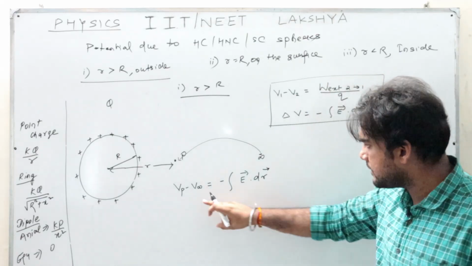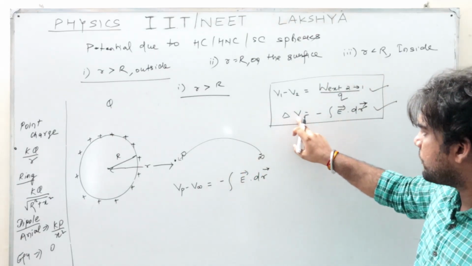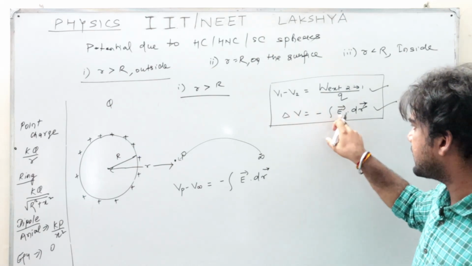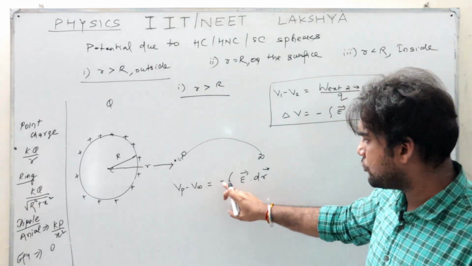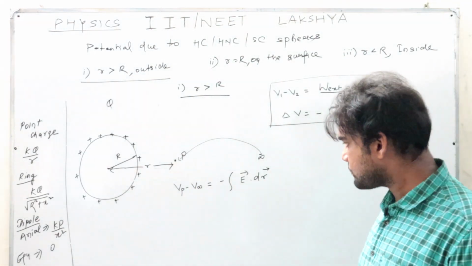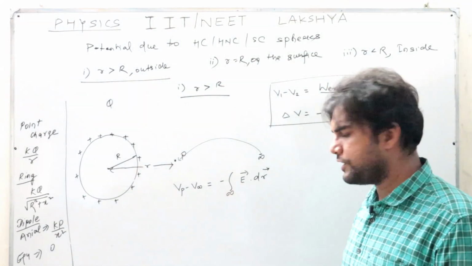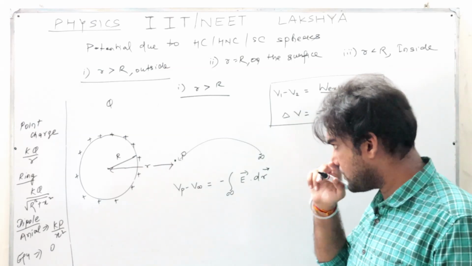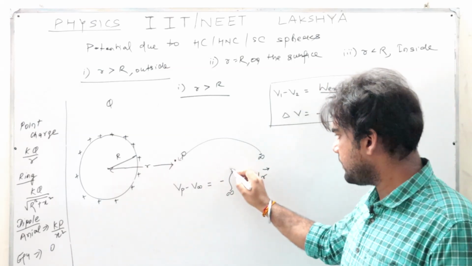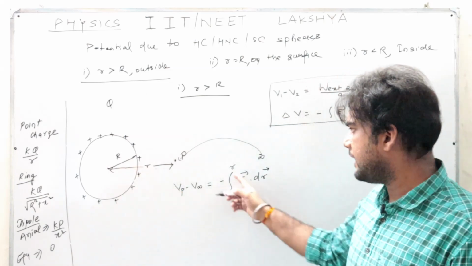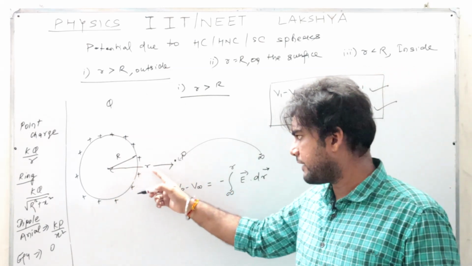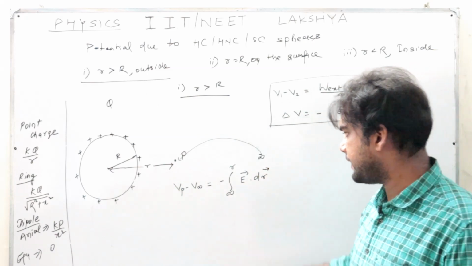Why am I writing this? Observe here, this is the potential difference, and there is a relationship between electric field and potential difference. So Vp minus V infinity equals minus integral E dot dr. What is the initial point? Initial point is infinity, and what is the final point? Final point is your R. This you can assume as origin. So the final point is basically your R vector, and the initial point is at infinity.